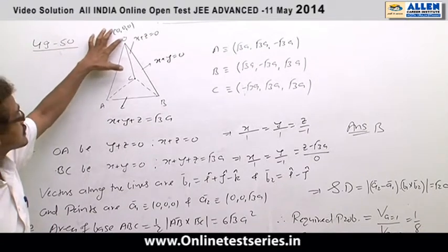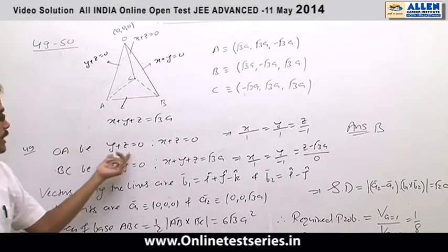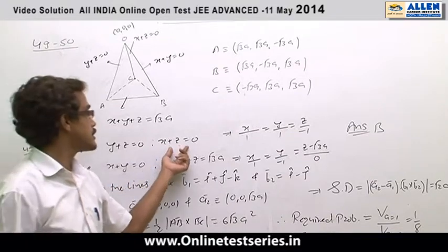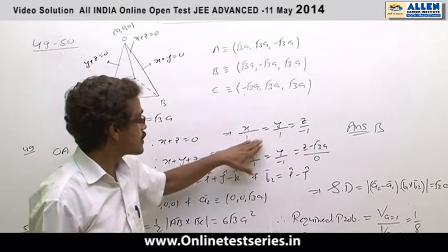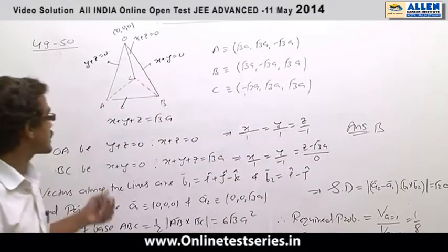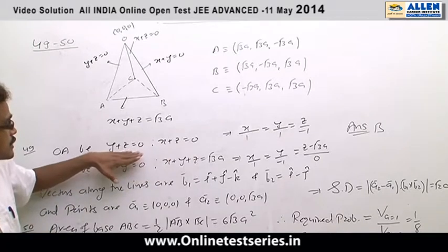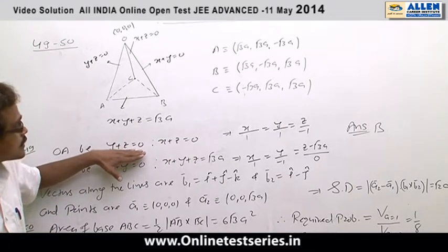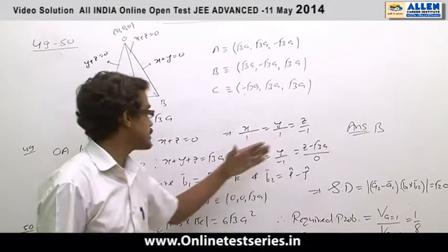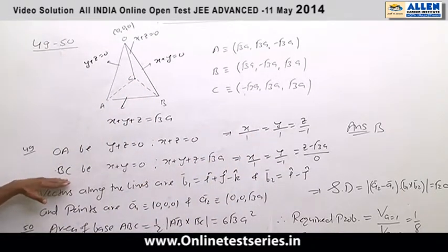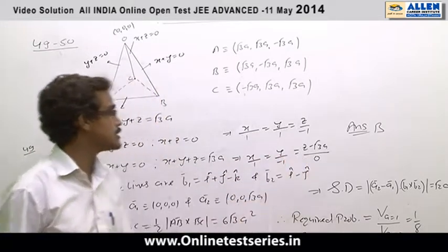Let the opposite edges be OA and BC. OA will be y plus z equals 0 and x plus z equals 0. This can also be written in this form, and 1, 1 and minus 1 is the direction along this line, and we can find this direction by the cross product of the normal vectors of these two planes. So this is 1, 1 and minus 1. Similarly, the equation of BC is this, and this can also be written in this form.